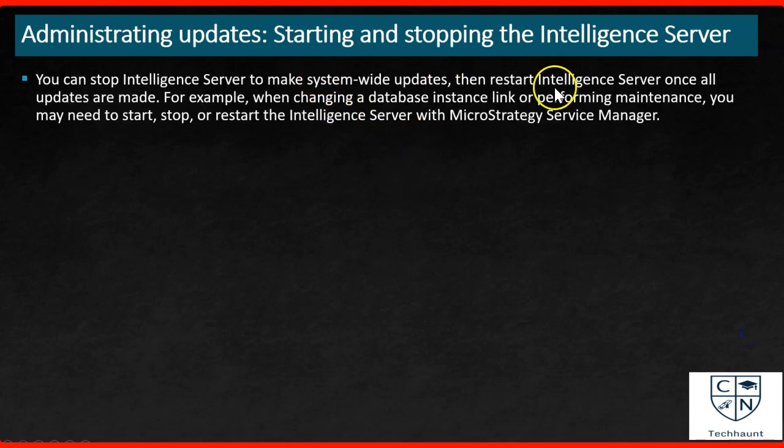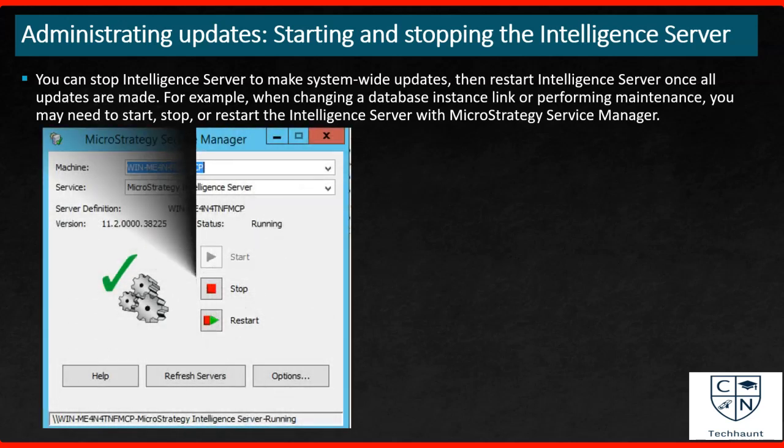So now, starting and stopping the intelligence server. You can stop the intelligence server to make system-wide updates, then restart the intelligence server once all updates are made. For example, when changing a database instance link or performing a maintenance activity, you may need to start, stop, or restart the intelligence server. With MicroStrategy Service Manager, there is one tool to restart. You can restart these services from the Windows services.msc console, but this is the MicroStrategy Service Manager itself.